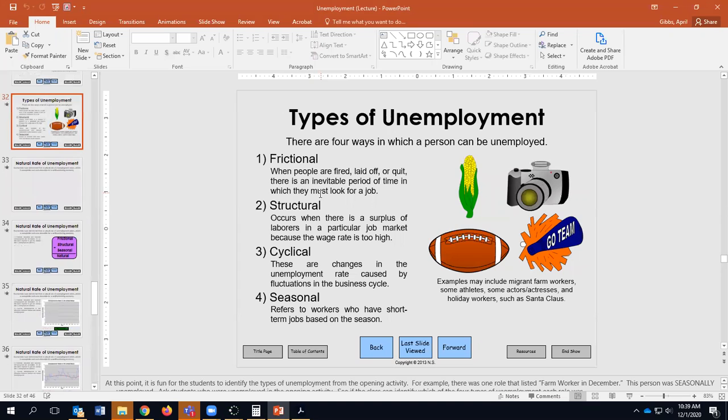So we have frictional, when people are fired, laid off, or quit. Structural, when there's a surplus of laborers in a particular job market. Cyclical, these are changes in the unemployment rate caused by fluctuations in the business cycle. Or seasonal, people who have short-term jobs based on the season.